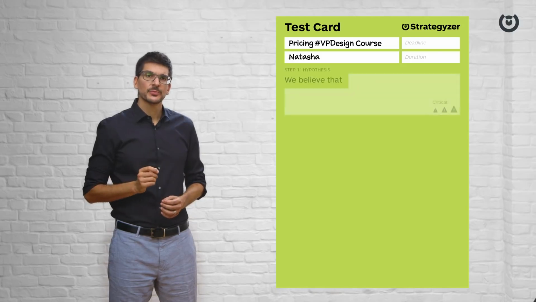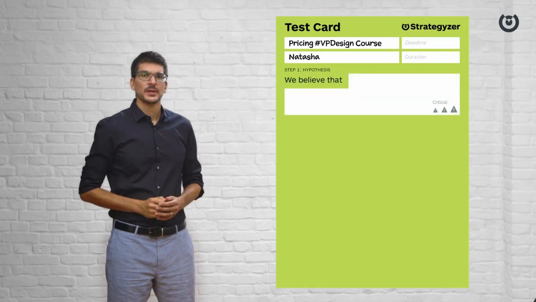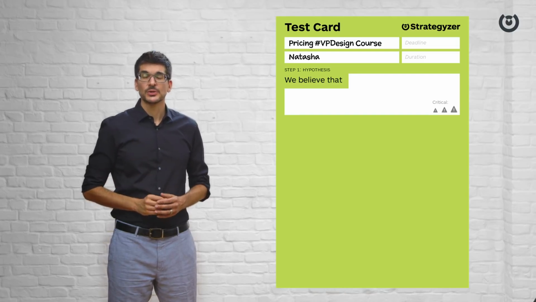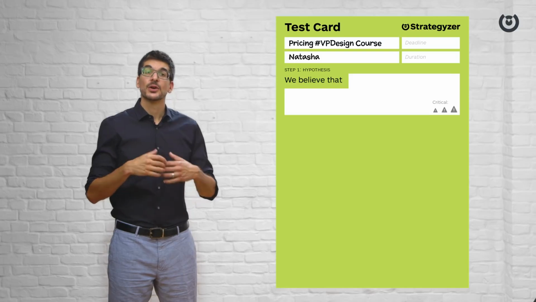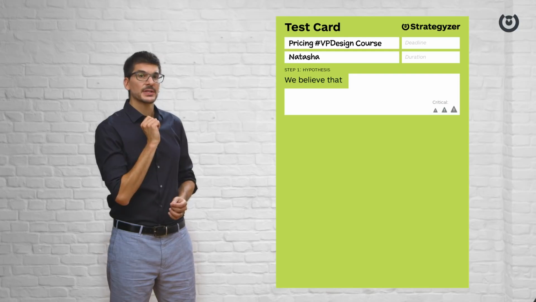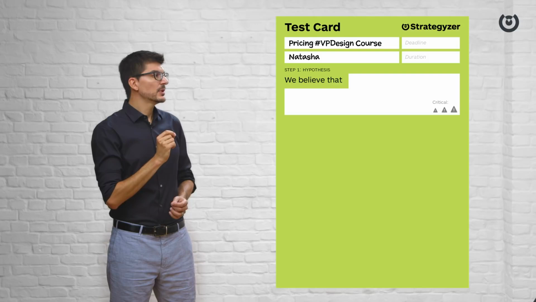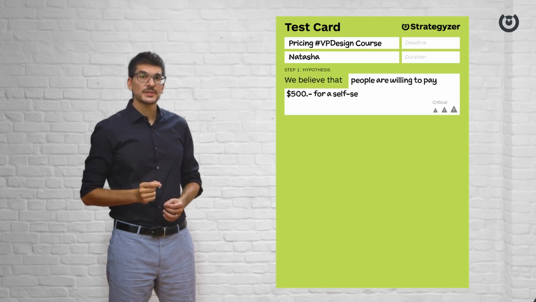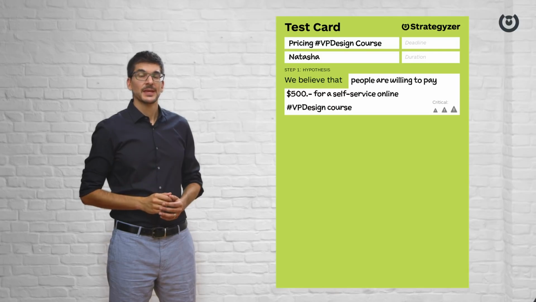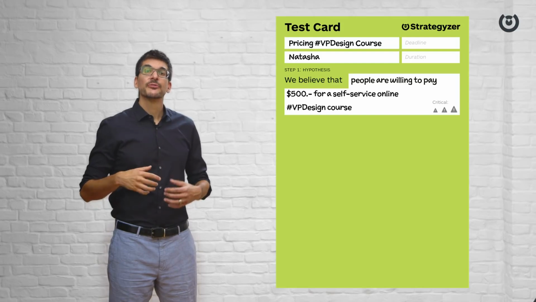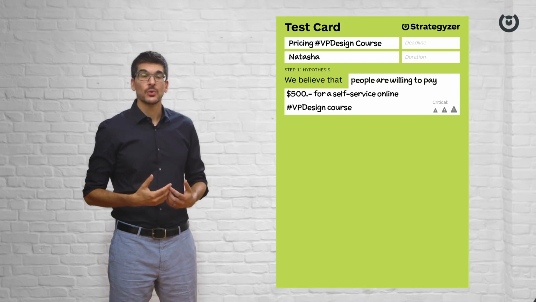But let's move to the first block here, the hypothesis. Here you describe one thing that has to be true for your idea to work, and you're going to select one hypothesis among the many that you have to test your ideas. So let's fill this out for our example. Let's take a specific case here. We said, we believe that people are willing to pay $500 for a self-service value proposition design course. This is a hypothesis that we wanted to test before designing, before filming the course.